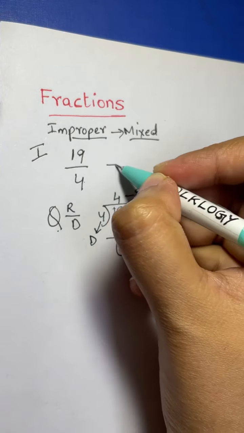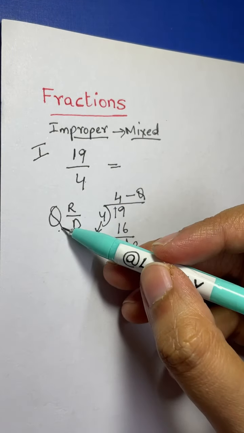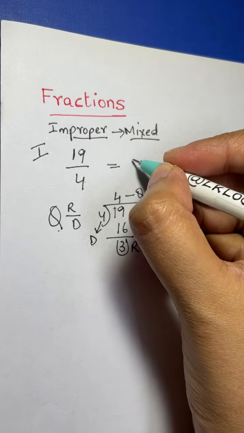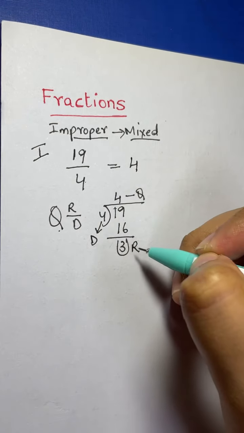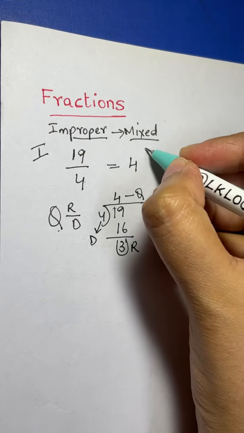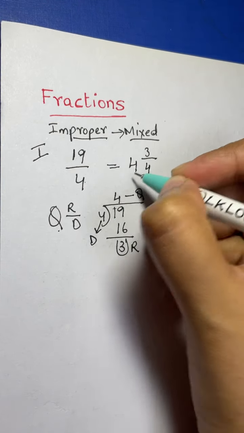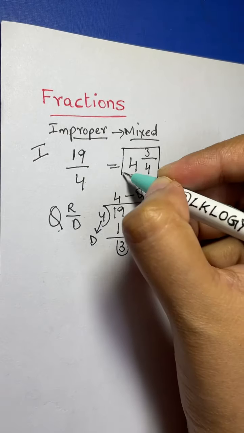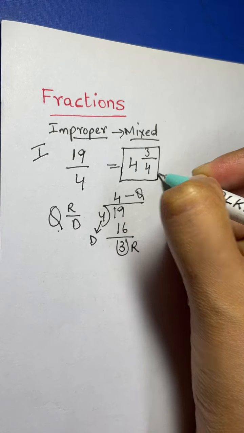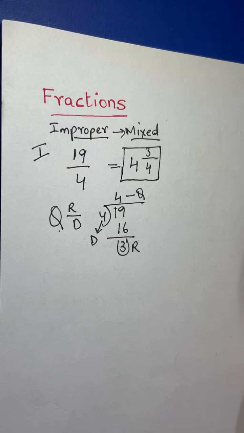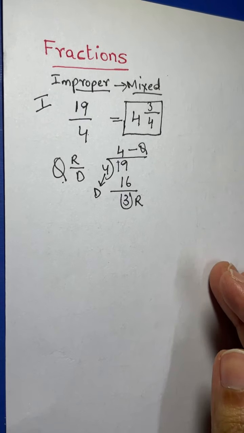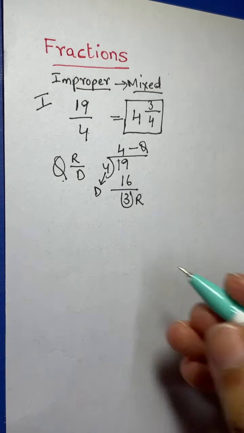So let's write it down. The whole number part is your quotient, that's 4. Your remainder is 3, and 3 goes over your divisor, which is 4. So that's it. You've converted an improper fraction into a mixed number so easily. Great. Okay, let's try another one.